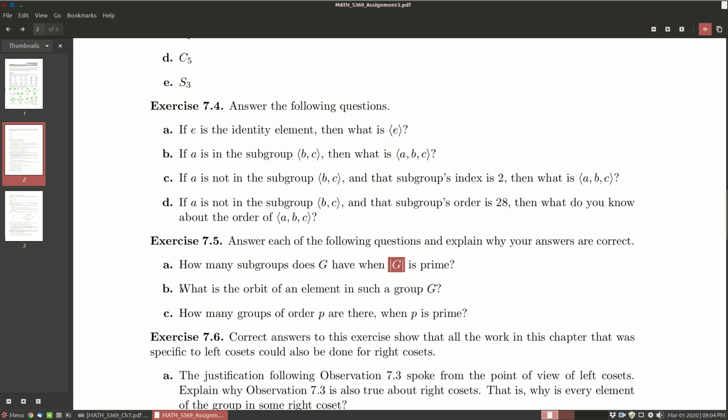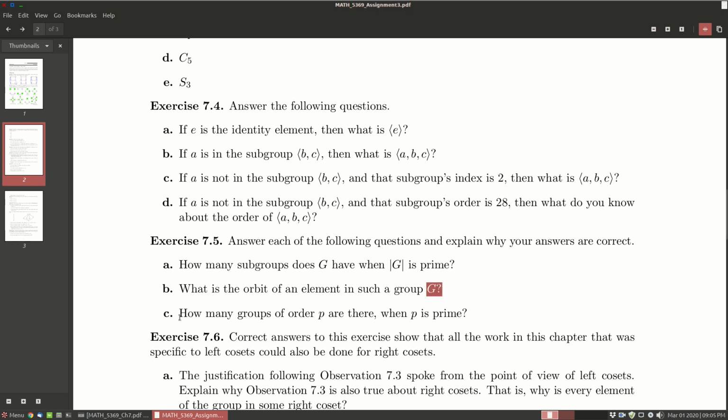All right. Then, we know that the orbit of any element is a subgroup. So, what is the orbit of any element in a group with prime order? Well, the only subgroups are the trivial group and the whole group. So, if we have the orbit of any non-trivial element, it has to be the entire group G.